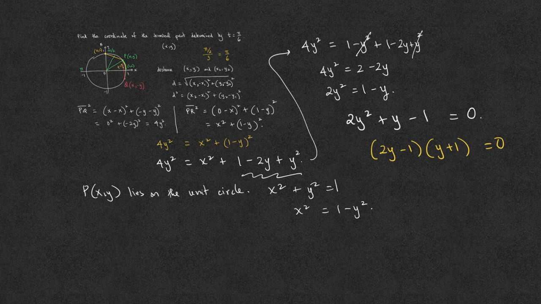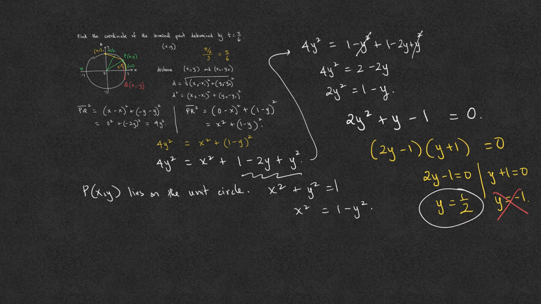And so, using the zero product property, we have 2y minus 1 equals 0, or y plus 1 equals 0. And so y equals 1/2, or y equals negative 1. We know that y equals negative 1 is not going to be the solution because the terminal point that associates with the number t equals pi over 6 is in the first quadrant, and y equals negative 1 is in either the third or fourth quadrant. And so y has to be 1/2.